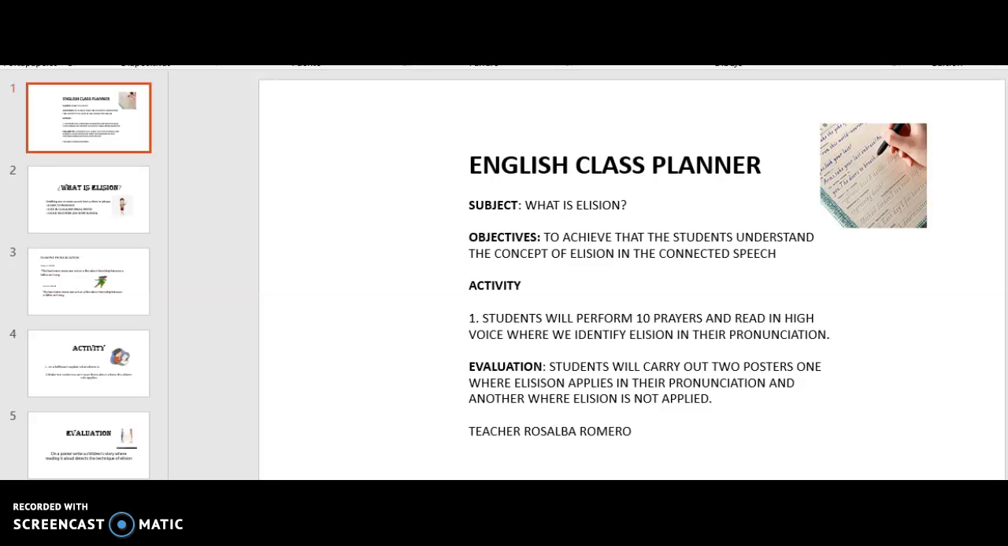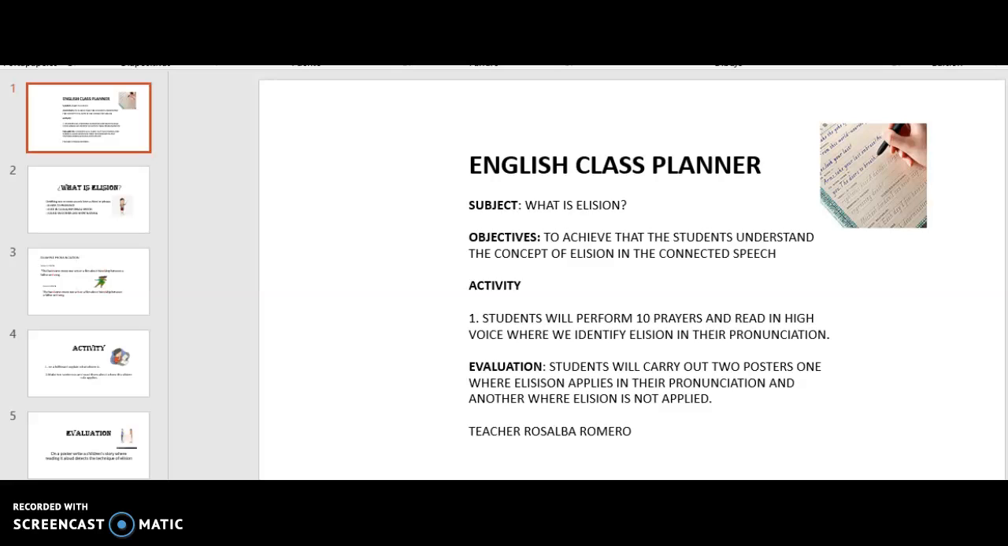English Class Planner. Subject: What is a lesson? Objective: Through this activity, the student will understand the concept of a lesson in connected speech. Activity: Students will repeat 10 phrases and read them aloud, identifying where a lesson appears in the pronunciation.